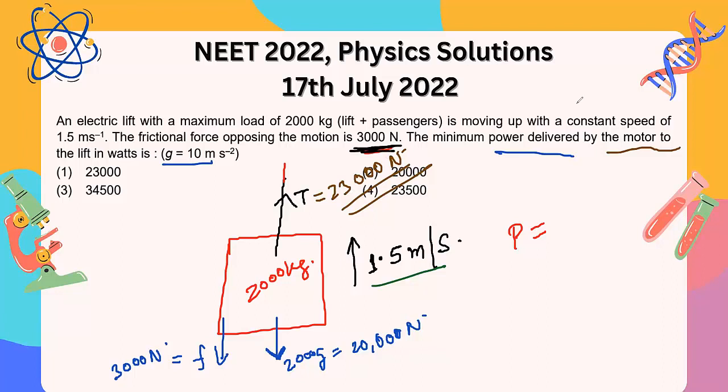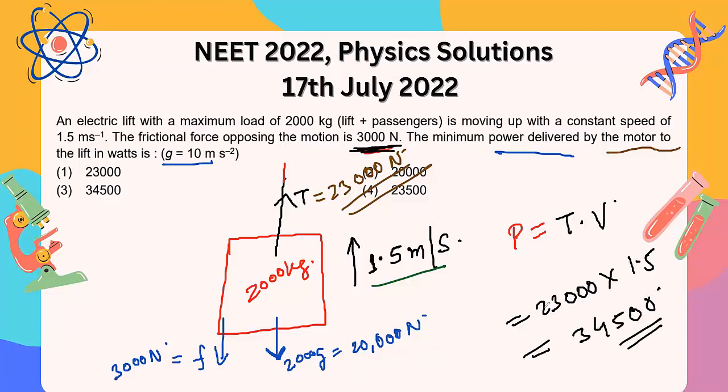So the power due to that tension is going to be T times velocity, right? Power is force into velocity. The force T times the velocity or the speed. So this is going to be 23,000 into 1.5. If you multiply, this is going to be 34,500. So this becomes the answer here, right?